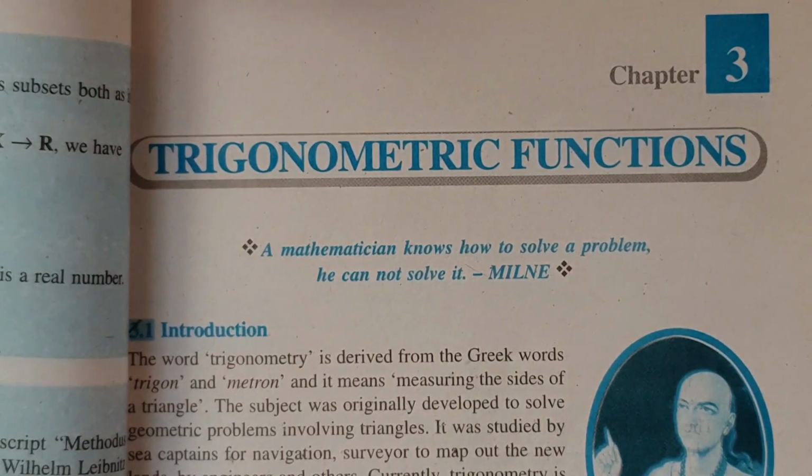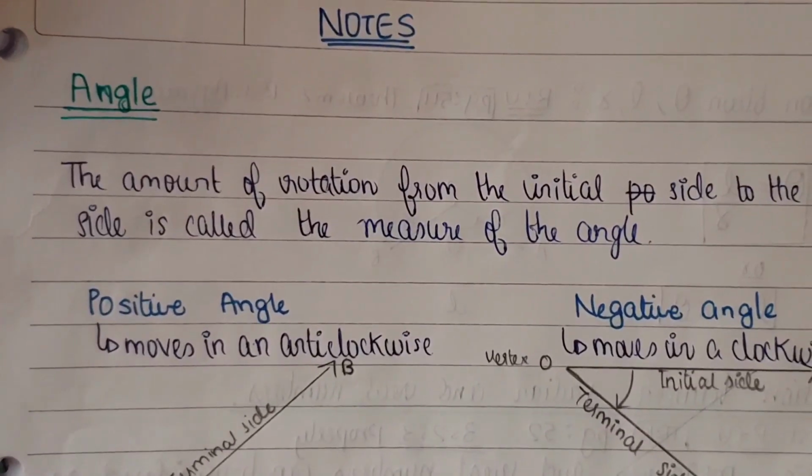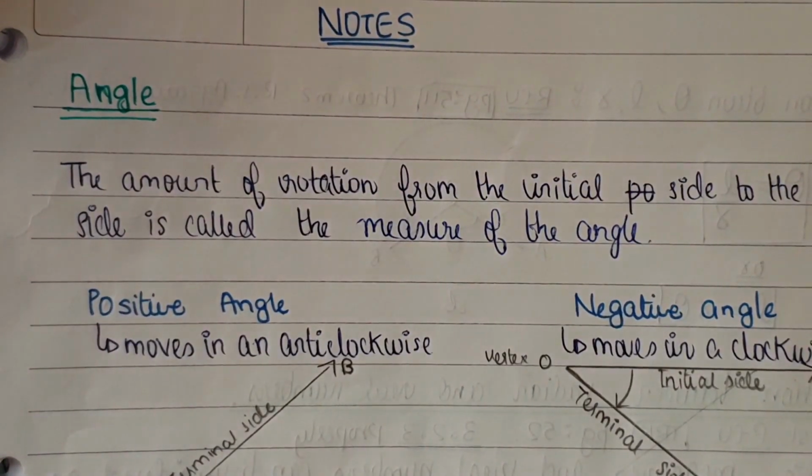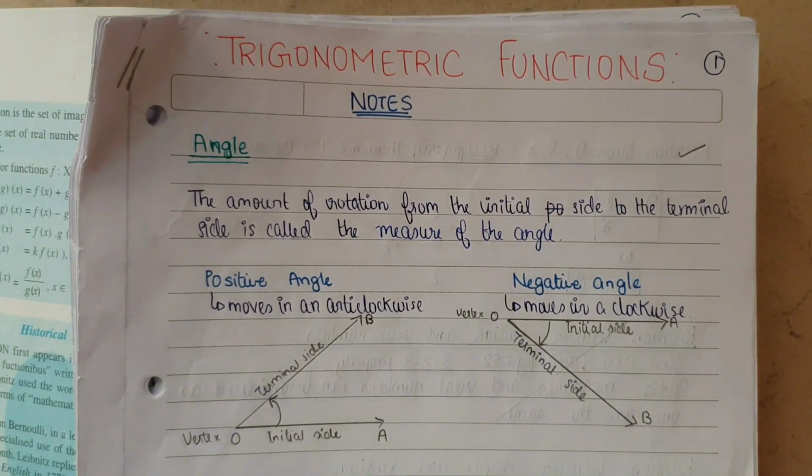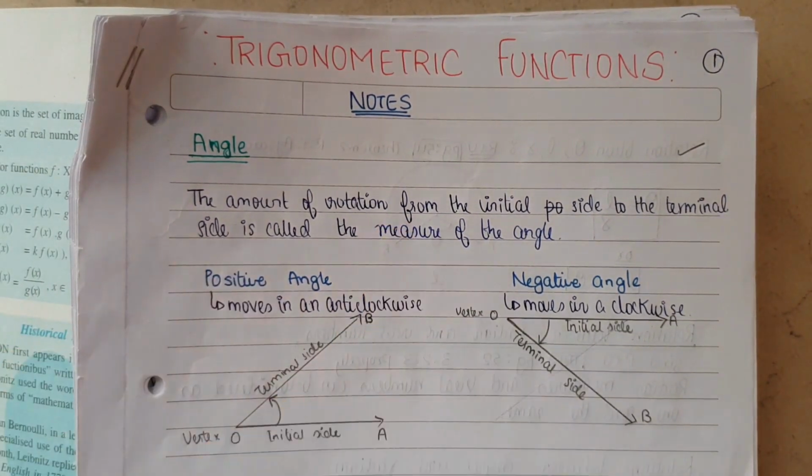So the first thing you must keep in mind is what an angle is. Now we all know what an angle is, since we were small. But in a simple textbook definition, the amount of rotation from the initial side to the terminal side is called the measure of the angle. So you know what an angle is.